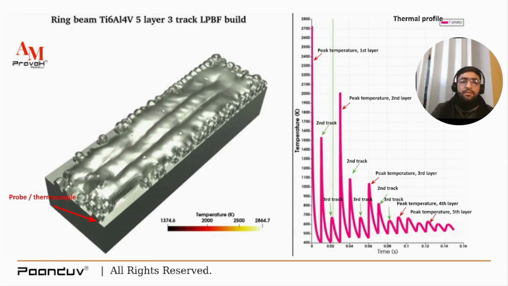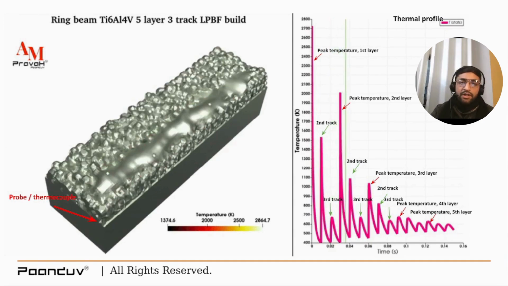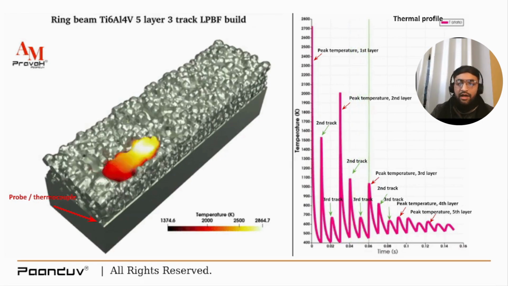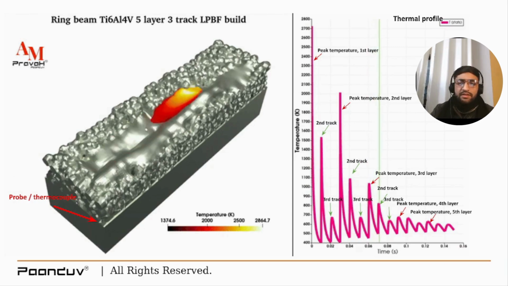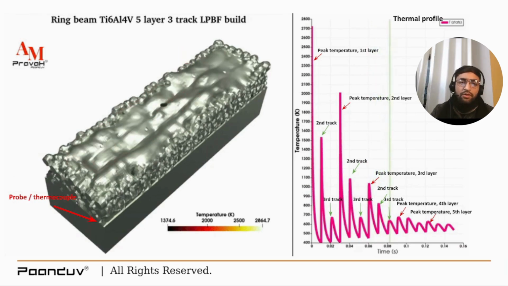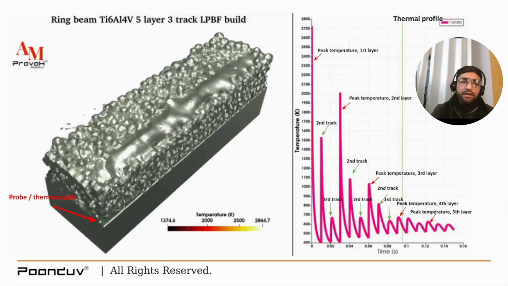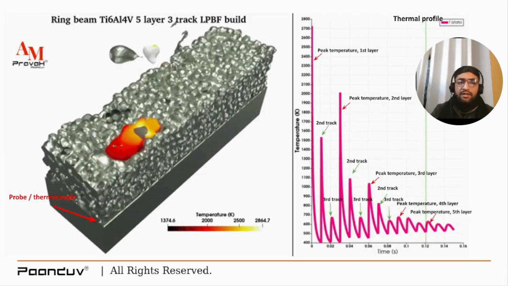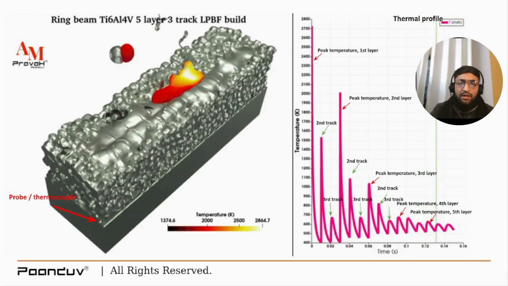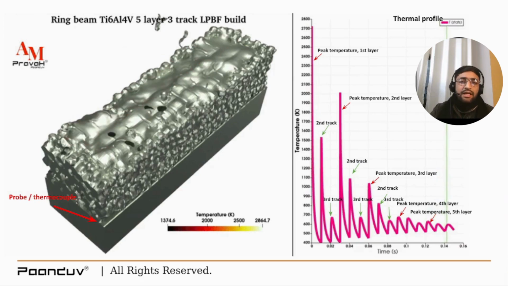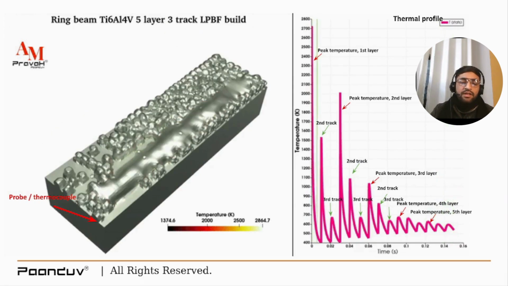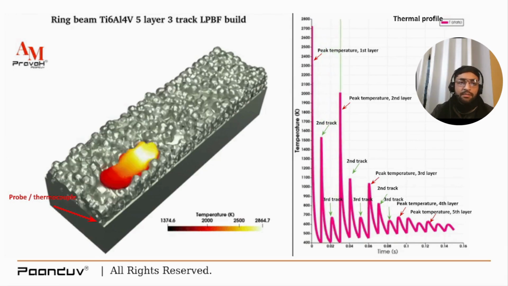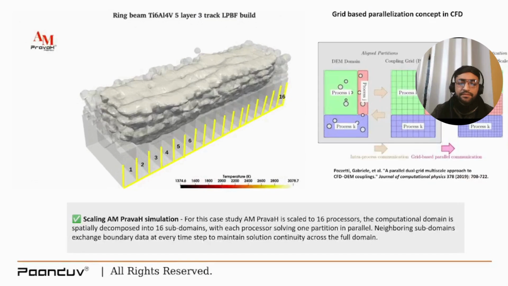So by using virtual probes or thermocouples, AM PravaH monitors your thermal evolution across the second and the third track. This allows precise tracking of thermal overlaps between the layers and identifies the regions which are prone to overheating or insufficient melting. Such an insight is really helpful when you are optimizing your scan pattern strategies as well as essential for repeated part quality.